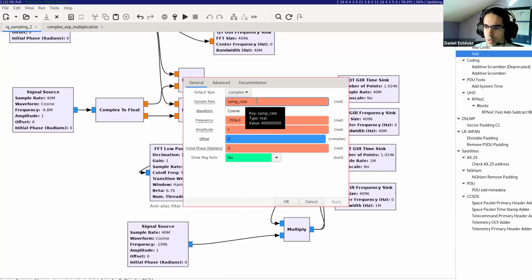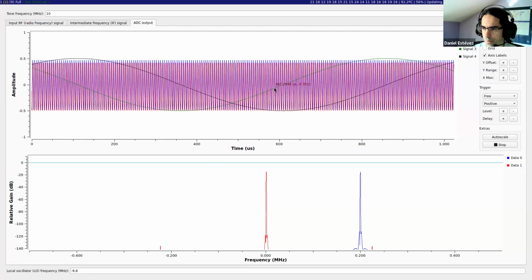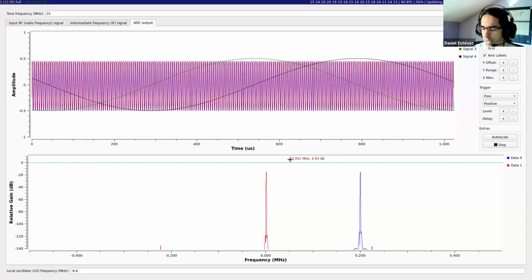This is what I mentioned about you need to specify the sample rate to each GNU Radio block, and you need to keep track of the sample rate manually. For this block, the correct sample rate is not sample rate, which is 40 megahertz, but rather sample rate divided by 40, because we are after this decimation by 40. It's the same as here and here. So now, yes, now I'm getting the signal I expected.